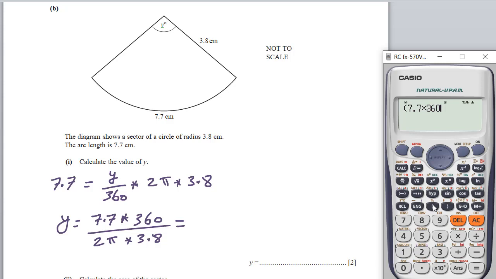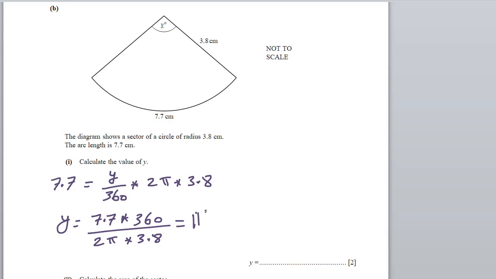7.7 multiplied by 360 divided by 2 multiplied by 3.8 multiplied by pi. So it is equal to 116.1 degrees. So 116.1 degrees.